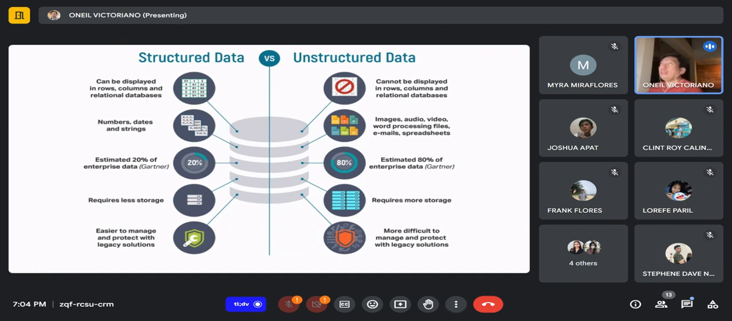So earlier, when we had the data model example, it's basically the relation. So it's structured, in which this would be components of different data like numbers, dates, and strings. And it's estimated to be 20% of the enterprise data. It requires less storage because these are transactional data, and part of it would be data over reports. And these are easier to manage and to protect with legacy solutions or legacy systems.